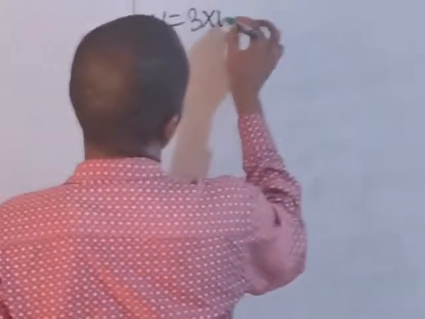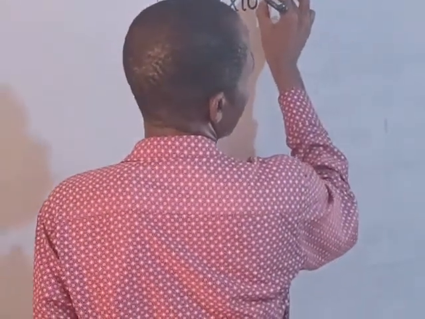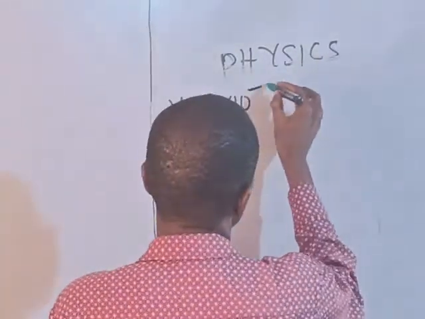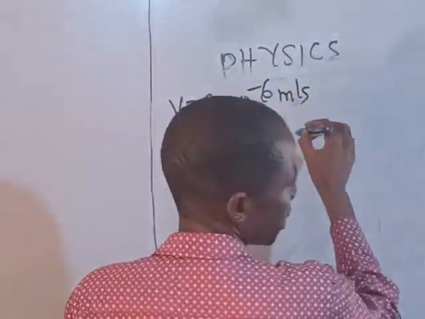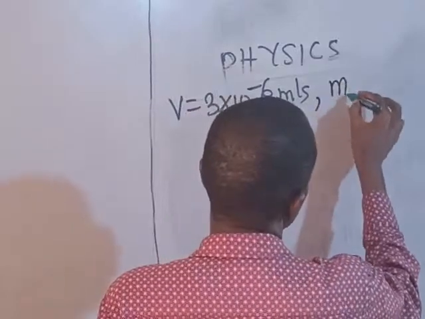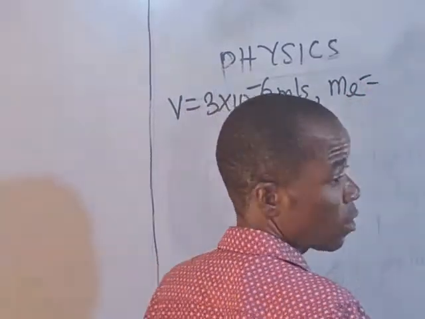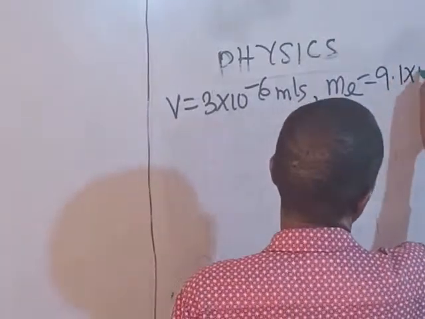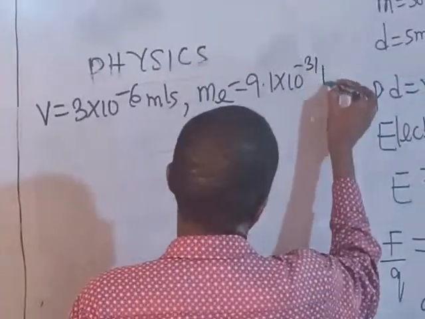the speed of the electron, V, is 3 times 10 to the power minus 6 meters per second. But don't forget, we also need the mass of electron, which is also a constant. What is the mass of an electron? 9.1 times 10 to the power minus 31 kilogram.